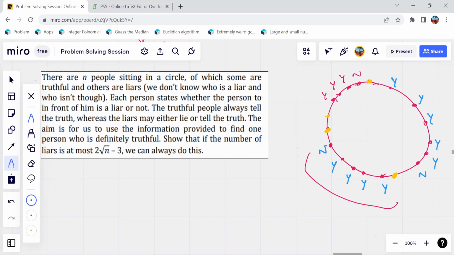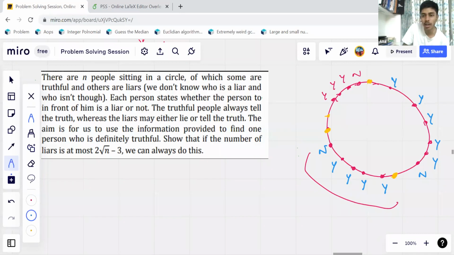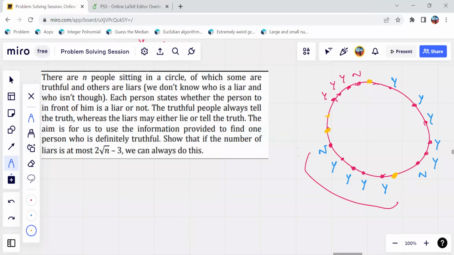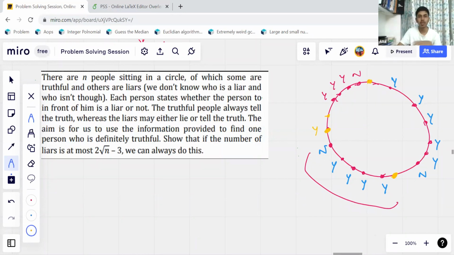What if you have a long chain? Not long enough, but reasonably long. What if all these four are liars here? The point is there are very few of them, so ideally they shouldn't affect it so much. In this case, if they all lied, you would have another very long chain of yeses. I want to pick something in the middle of the long chain of yeses. That makes sense. This guy says yes, this guy says no, no, no. This is one such situation.